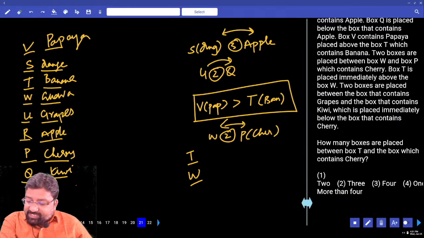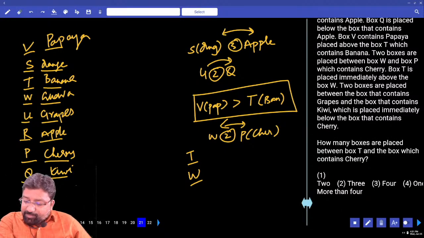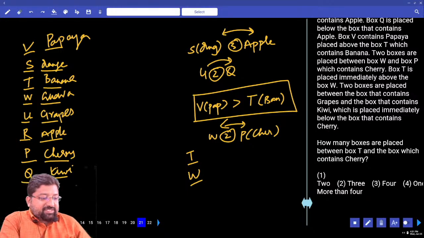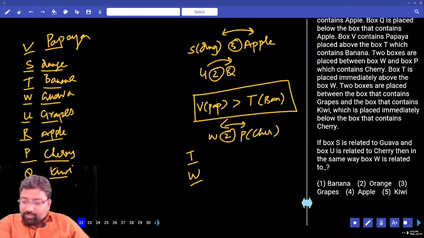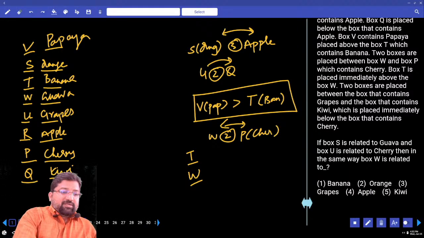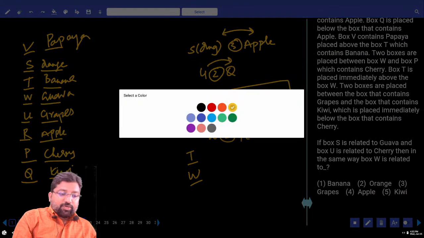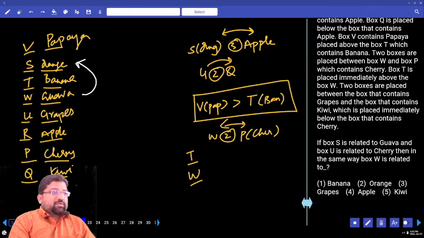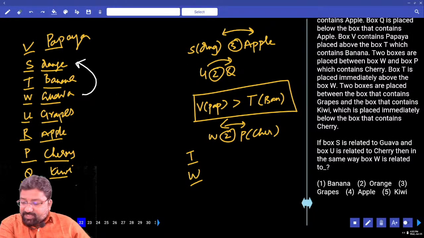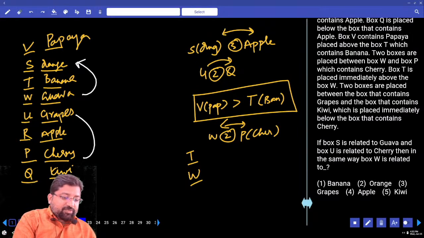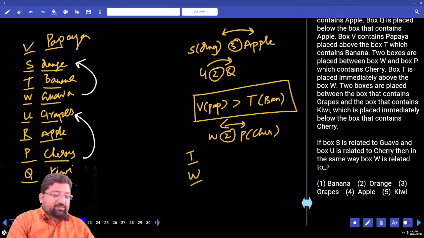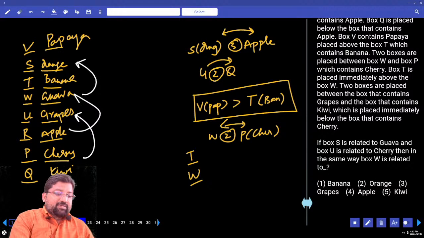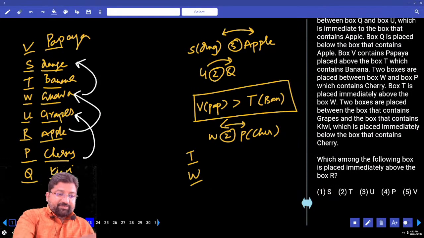Questions 21 to 25. How many boxes are placed between box T and the box which contains cherry? T and cherry, how many? 3. Box S is related to Goa. How is S related to Goa? 2 boxes above Goa is S. U is related to cherry. 2 boxes above U is cherry. In the same way, W should be related to apple. 2 boxes above apple is W.